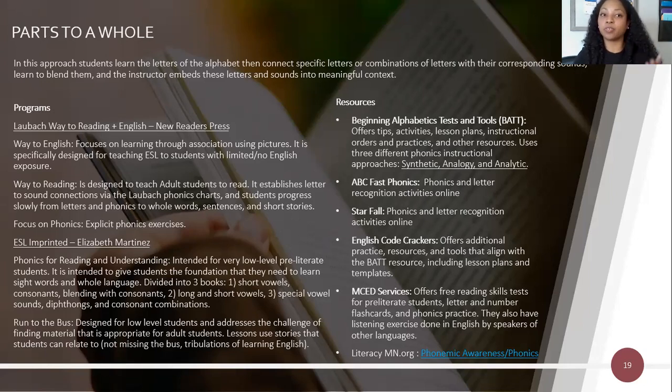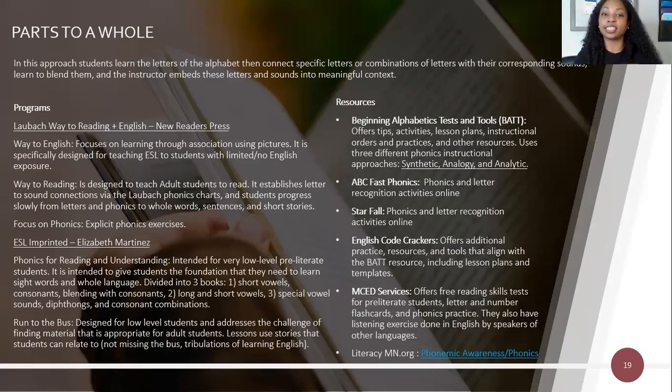New Readers Press also offers Loudbox Focus on Phonics, which has explicit phonics exercises if you just want to incorporate a little phonics into your daily lessons. With ESL Imprinted, Elizabeth Martinez has two programs. One is Phonics for Reading and Understanding, and the other one is Run to the Bus.